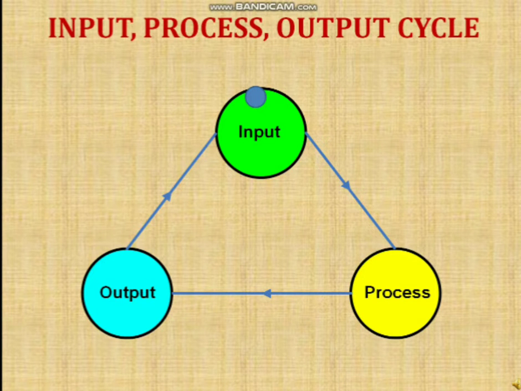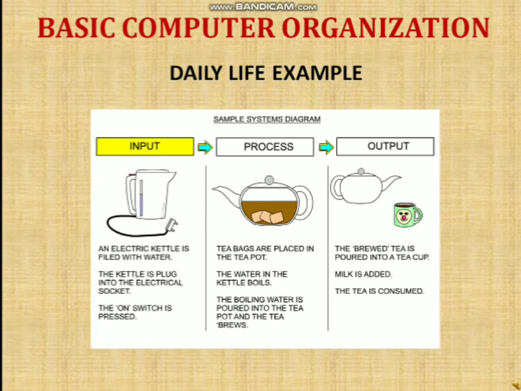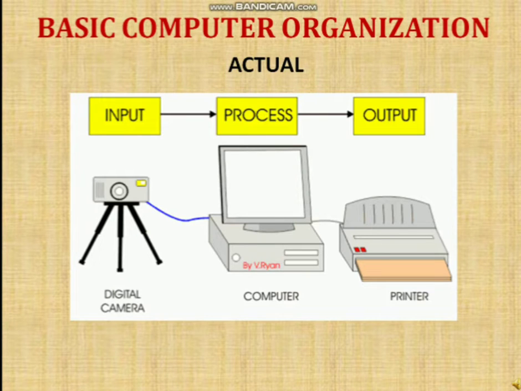Also in computers there exists a cycle called input process output cycle. We can realize this cycle by using above two examples as shown in figures. Input is gathering the ingredients for tea for the first example and parts of computer for the second example. Process is making tea for the first and transferring image to computer for the second. And prepared tea is the output for the first example, while printed photograph is the output for the second example.